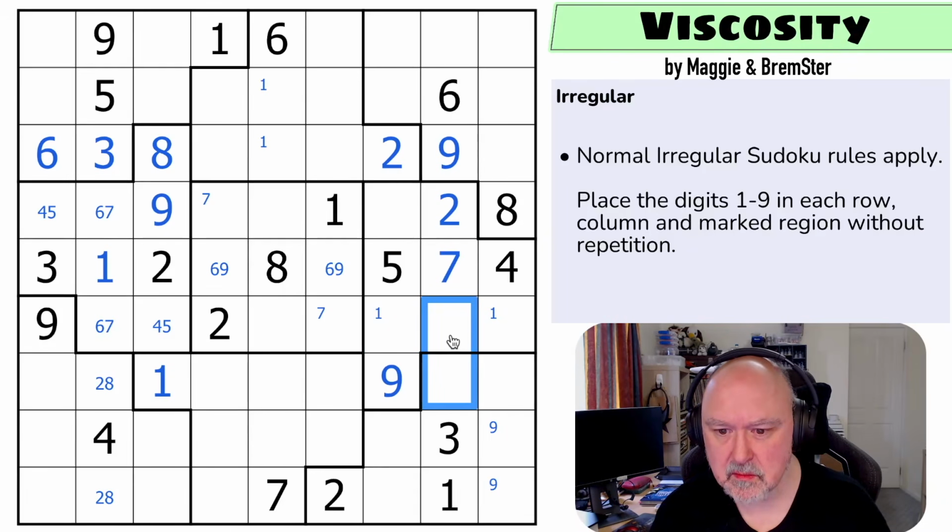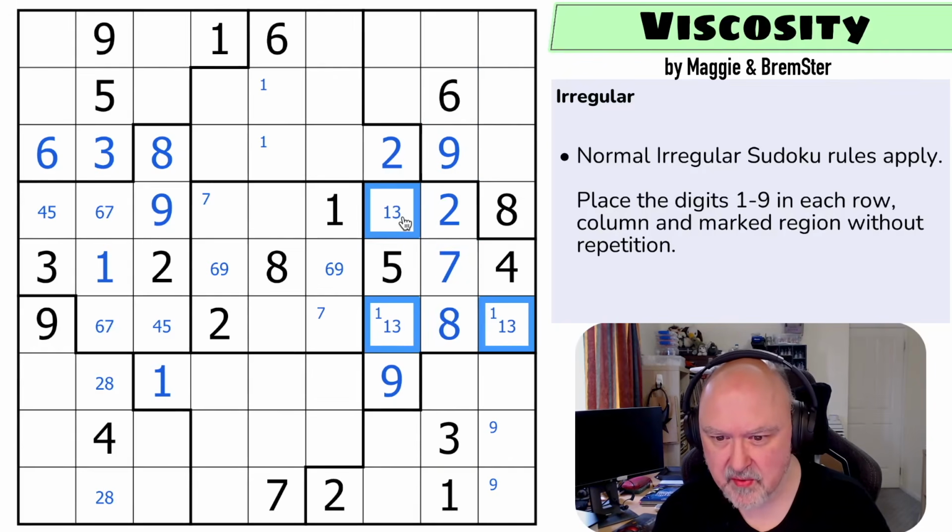Well, let's mark. Well, this is 1, 3, 6, or 8, but it can't be 1, 3, 6. That digit, it can't be. It has to be. Can't be 1, 2, 3. Can't be 4, 5, 6, 7, or 9. That is an 8. So this is a triple now. 1, 3, 6.